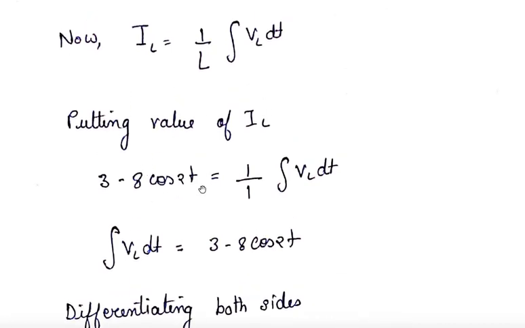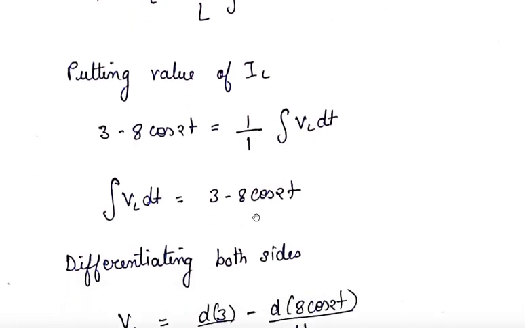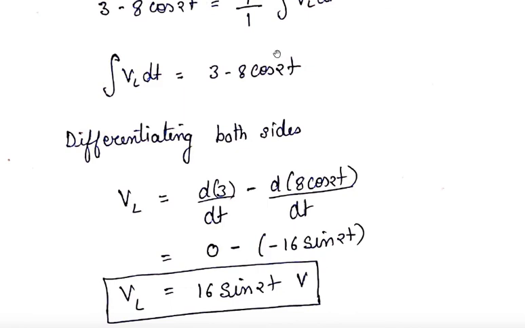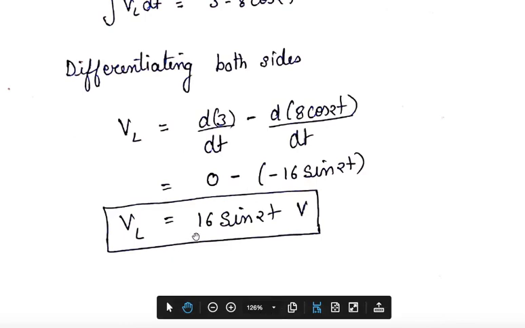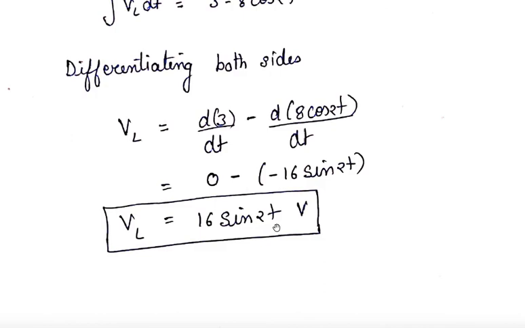IL we know is 3 minus 8 cos 2t, and it is 1 by 1 integral of VL dt. Differentiating both sides, VL will come out to be the differentiation of 3, which is a constant, and differentiation of a constant is 0, and minus d of 8 cos 2t by dt. Now differentiation of 8 cos 2t will be, 2 will come outside and the differentiation of cos is minus sin. So it will come out to be minus 16 sin 2t, and minus minus is positive. So VL will come out to be 16 sin 2t volt. So this is for this lecture. See you in the next one.